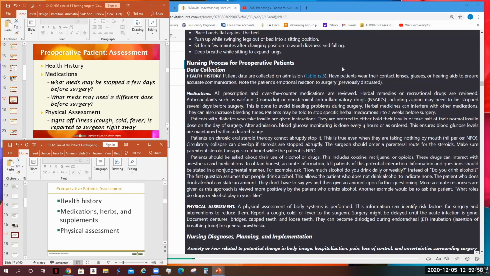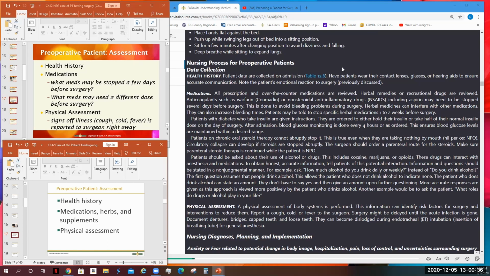Patients should be asked about their use of alcohol or drugs. This includes cocaine, marijuana, or opioids. These drugs can interact with anesthesia and medications. To obtain honest, accurate information, tell the patients of this potential interaction. Information and questions should be stated in a non-judgmental manner. For example, ask, "How much alcohol do you drink daily or weekly?" instead of, "Do you drink alcohol?"